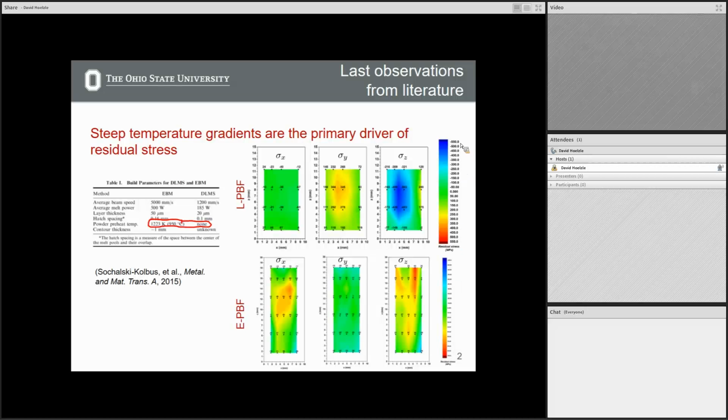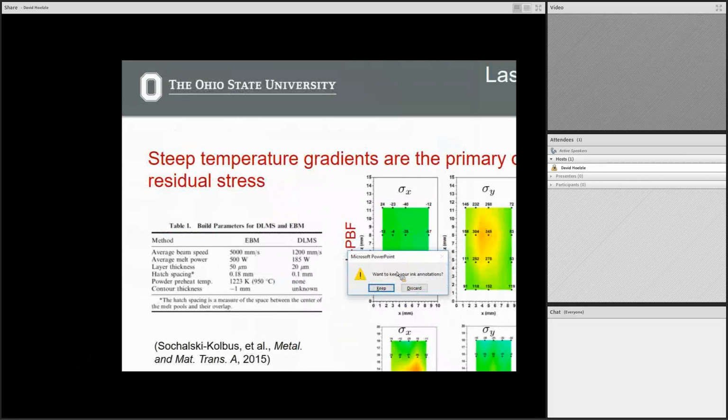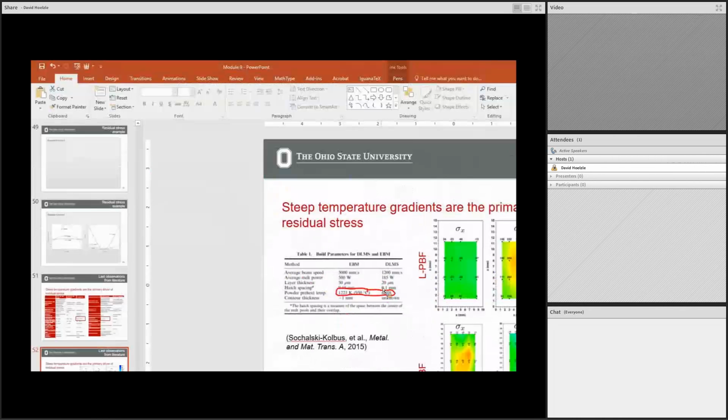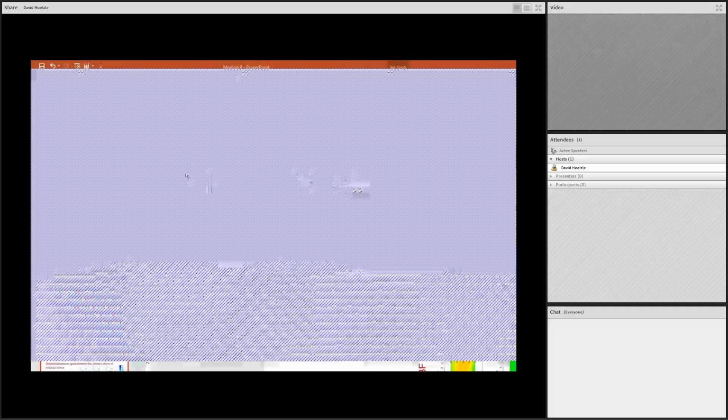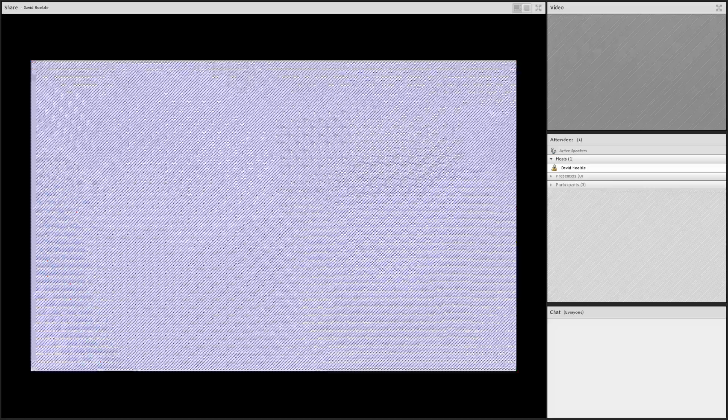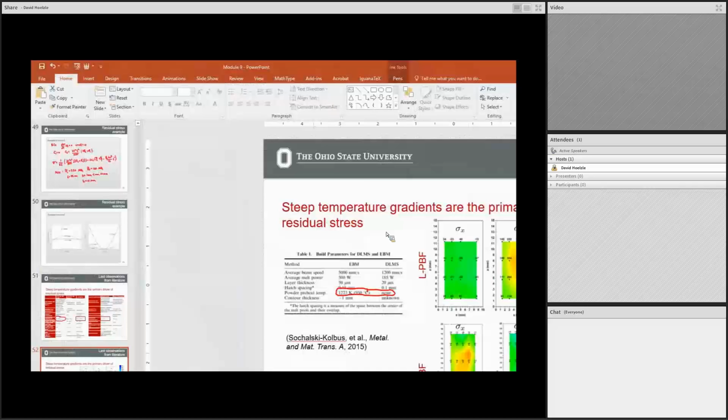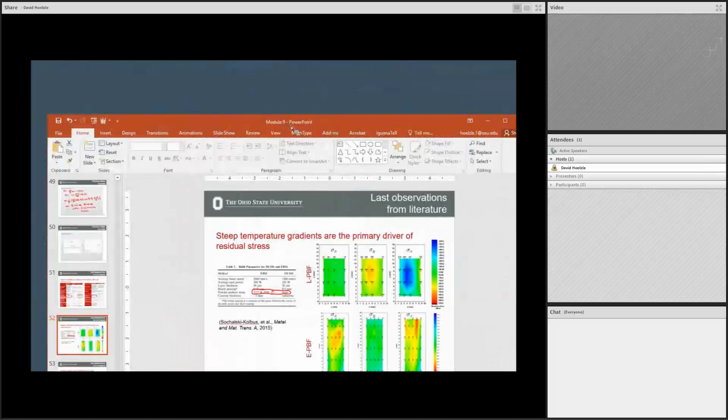Let me rectify that really quickly. I want to make sure this is quoted correctly. Okay, who's the author? Some really strange name.